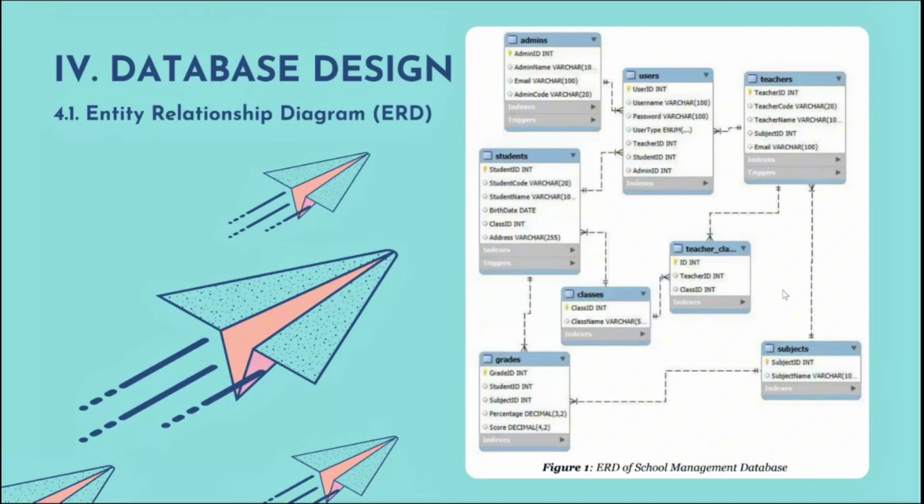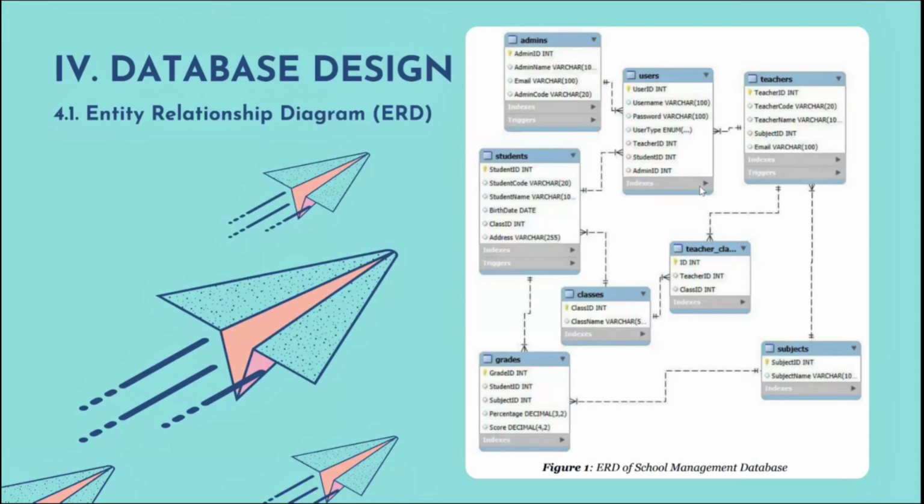Now I will briefly explain the relationships between these tables. The users table handles login credentials for all users. Each user has a specific role: student, teacher, or admin. Therefore, the users table links to students, teachers, and admins via foreign keys. The students, teachers, and admins tables store the basic information for each role. A teacher can teach multiple classes, and a class can have multiple teachers. To represent this many-to-many relationship, we create the teacher-class linking table. The grades table stores student scores and percentage weight for each subject.